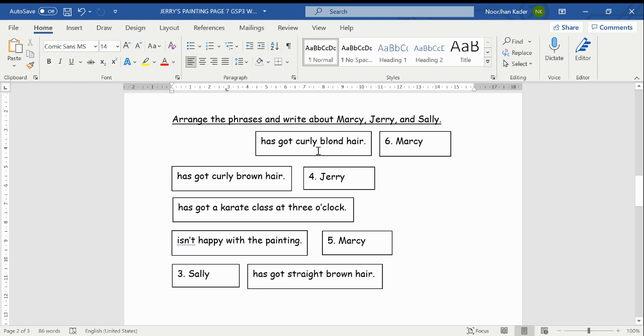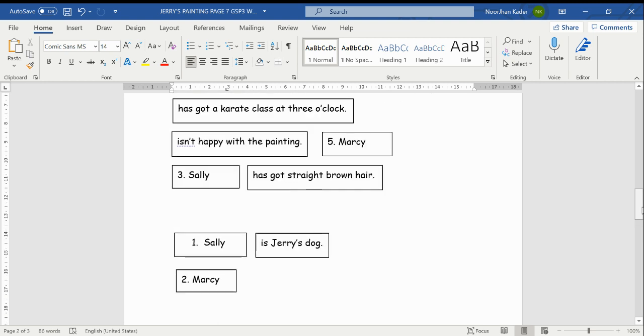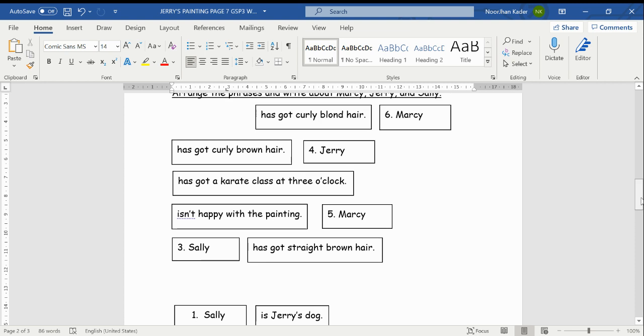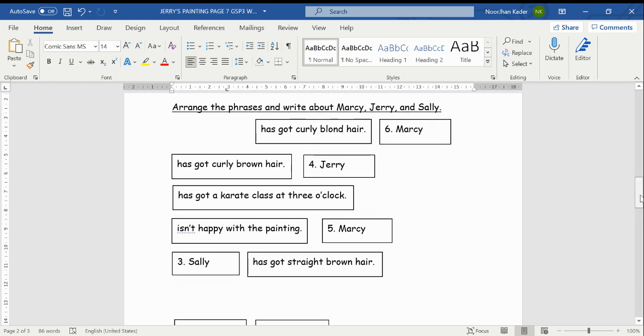Has got curly blonde hair. Has got curly brown hair. Isn't happy with the painting. Has got a karate class at 3 o'clock. Has got straight brown hair. Which one is that? Let's see again. Okay, Marcy is Jerry's friend. So we are talking about the girl.